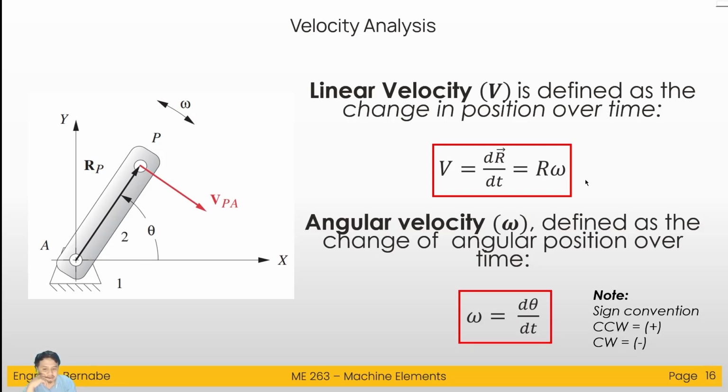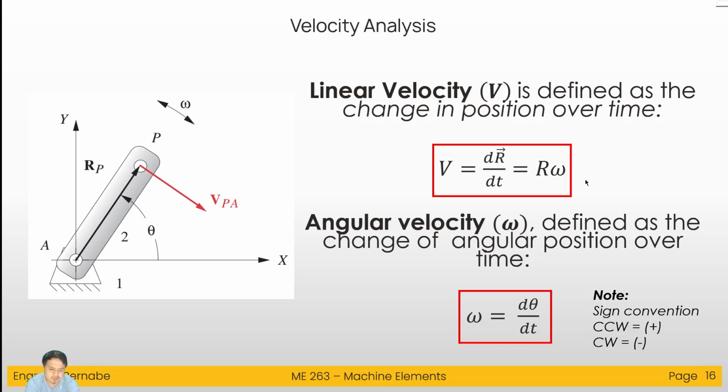It is dependent upon the angle, actually, sometimes. So this linear velocity is also equal to the radius times the angular velocity omega. The angular velocity omega is the derivative, or the change in angle over time, so we have d theta over dt.